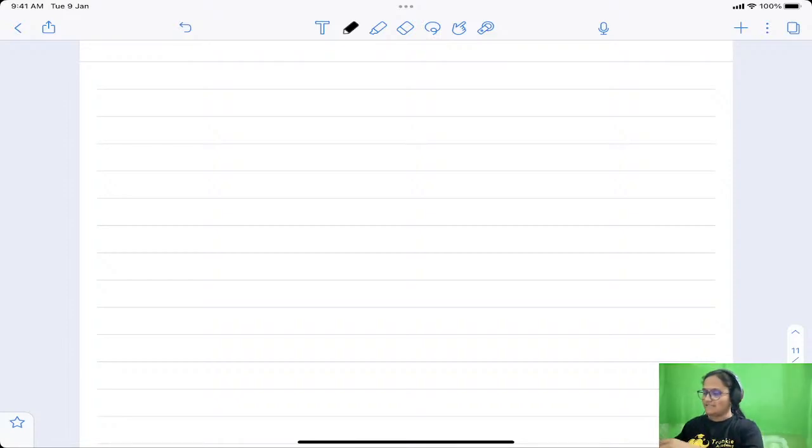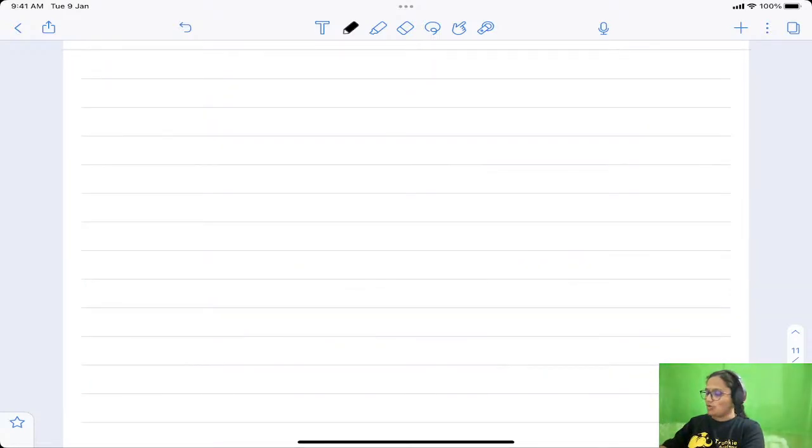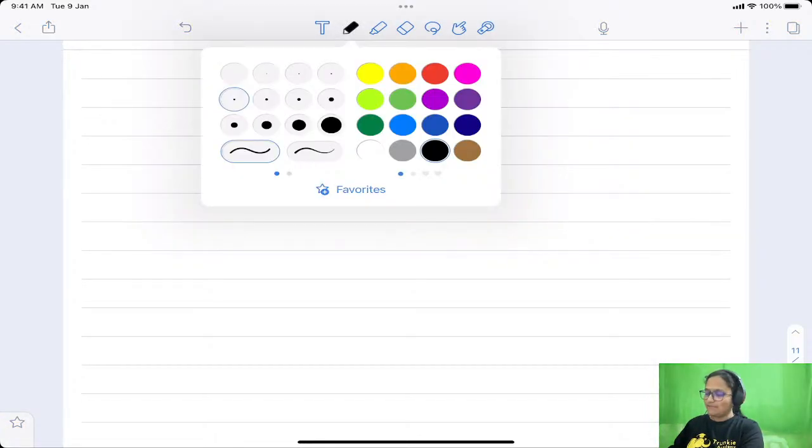We have started since Monday the chapter metals and non-metals, and today we are going to discuss the next topic from the same chapter.